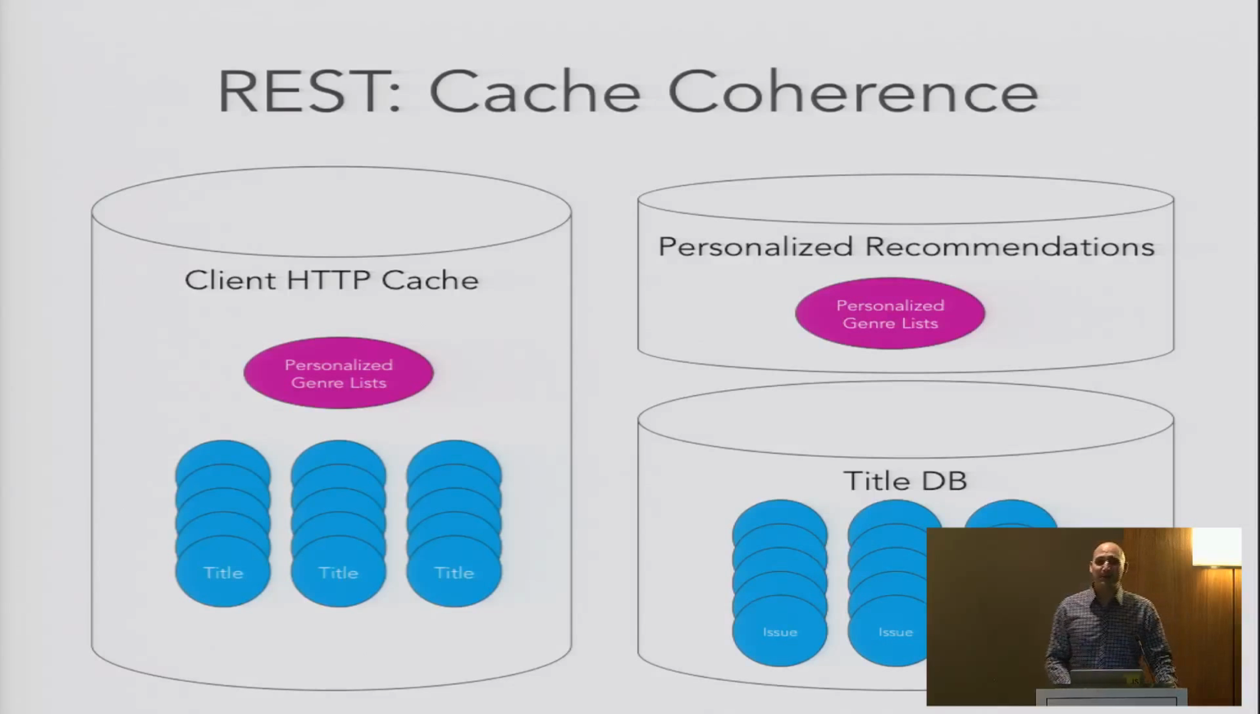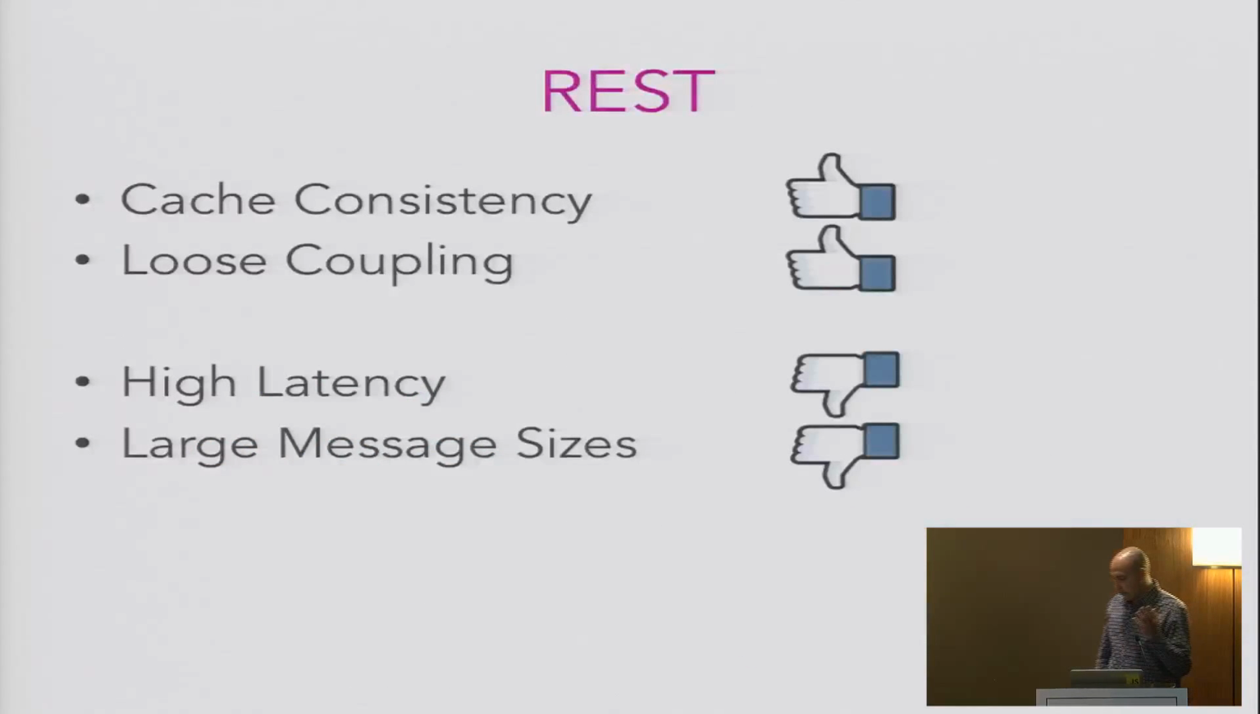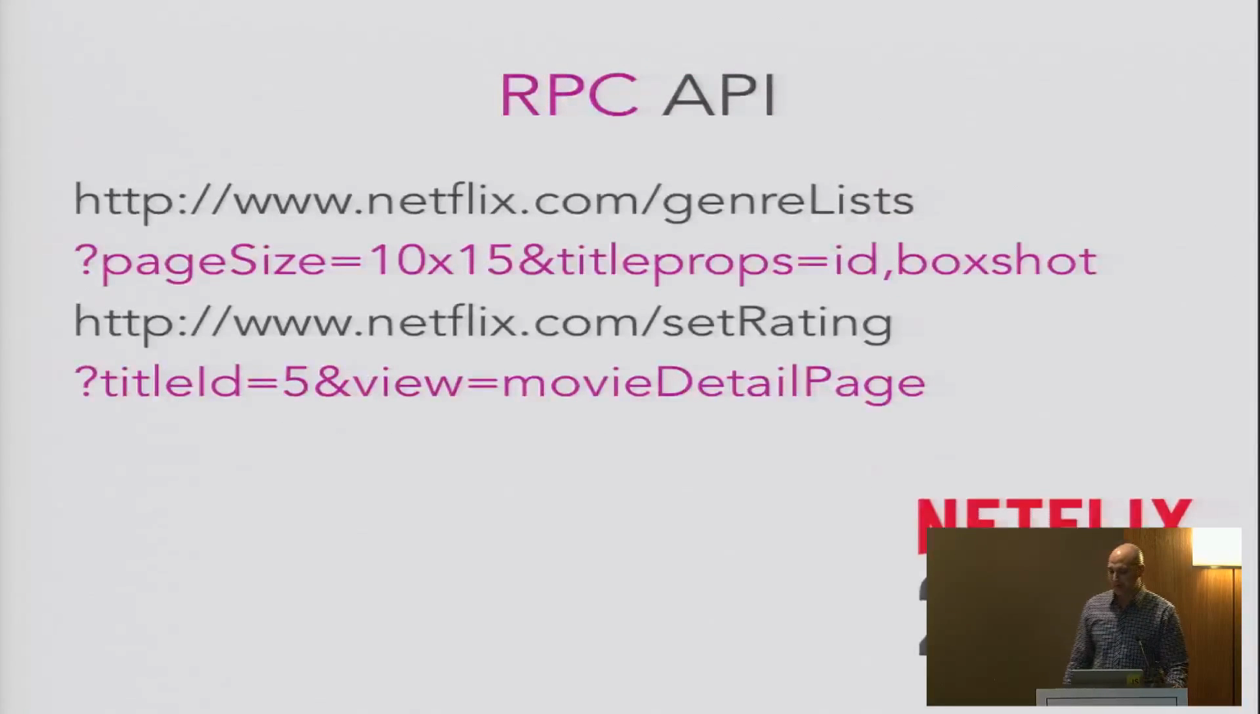Unfortunately, this is not something that jives very well with the way users perceive software. They tend to have their attention highest when software loads. And so although it might be the right architecture for them long term and might produce the best overall performance, when attention is highest with the user at the beginning, it tends to produce terrible performance. And so what we want from REST is we want cache consistency, and we want loose coupling. But we didn't want the high latency, and we didn't want the large message sizes. And so back to RPC.